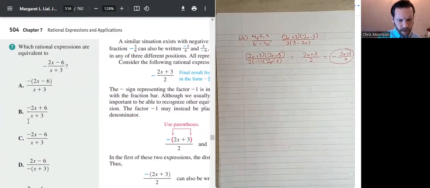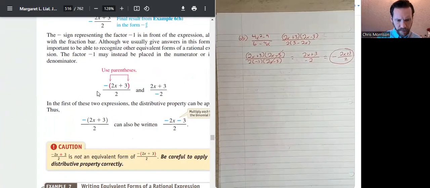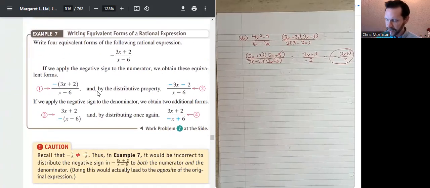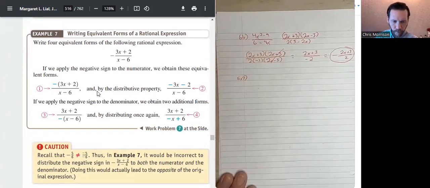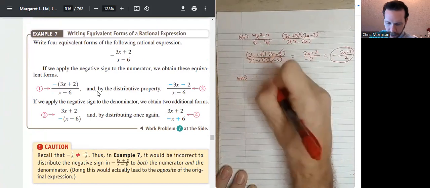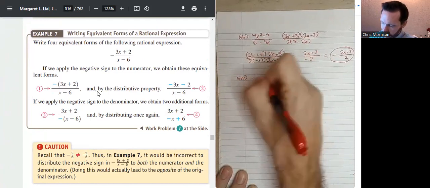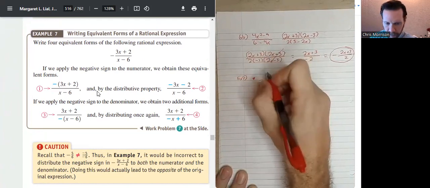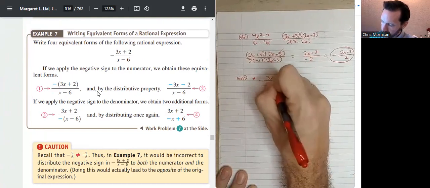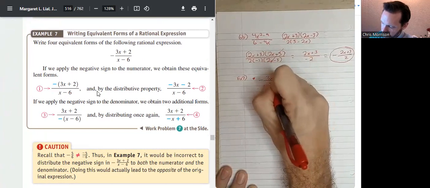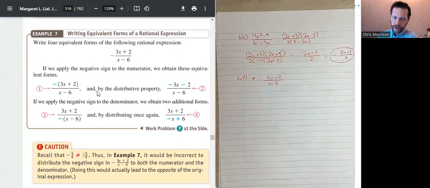Let's finish right here. I'm not going to read all this. You can read all this with the example in 7. I'll get right to the bottom line of example 7, which is our last thing. We have the equation, negative, let's put it where it's supposed to go, in the middle, negative 3x plus 2 divided by x minus 6. All right, so here's our expression.